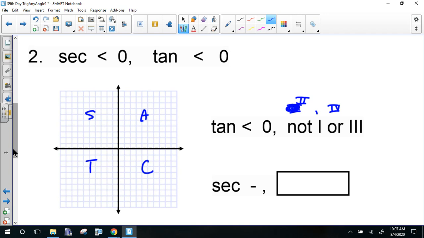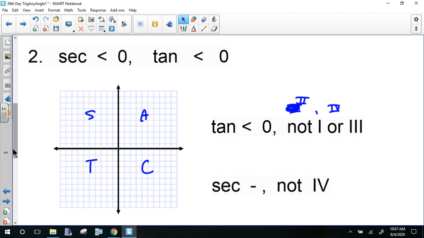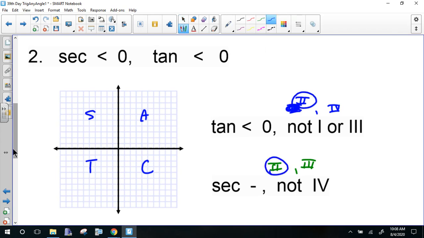Where is secant negative? Secant is related to which trig function? Cosine. So cosine and secant are positive in 1 and 4, so it has to be negative in 2 and 3. Okay. Negative in 2 and 3. Which one do you see in both? Quadrant 2. So that's going to be in quadrant 2.